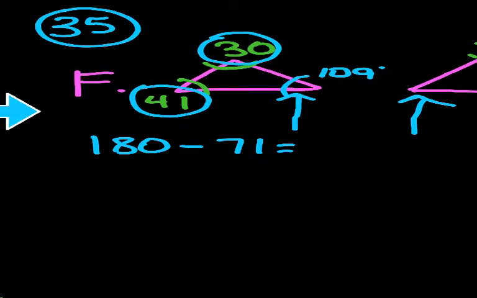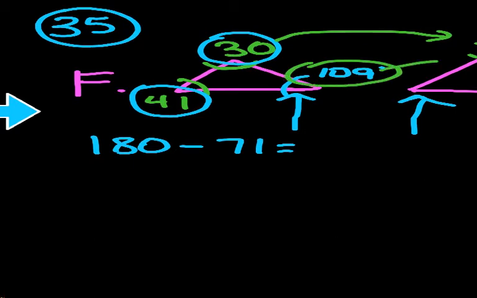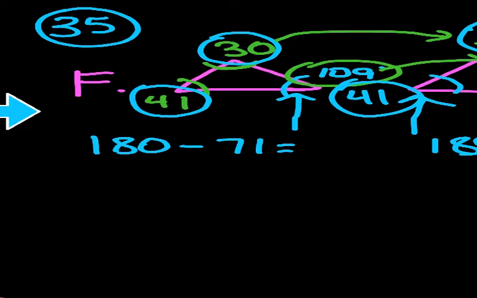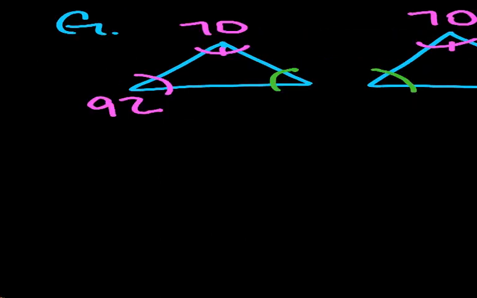Okay, so far we have the 30 and the 30 equal each other, the 109 and the 109 equal each other. So now we just need to make sure that this one equals 41, and then we know that they're all congruent. All right, so we're going to add 30 plus 109, gives you 139. Subtract that from 180, and gives you 41. Okay, so since all three of these angles are congruent to each other, this one is definitely similar, so F cannot be your answer.